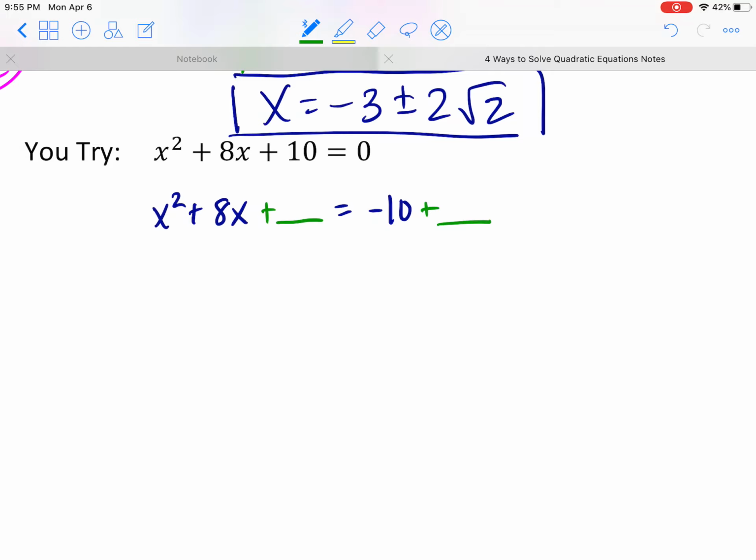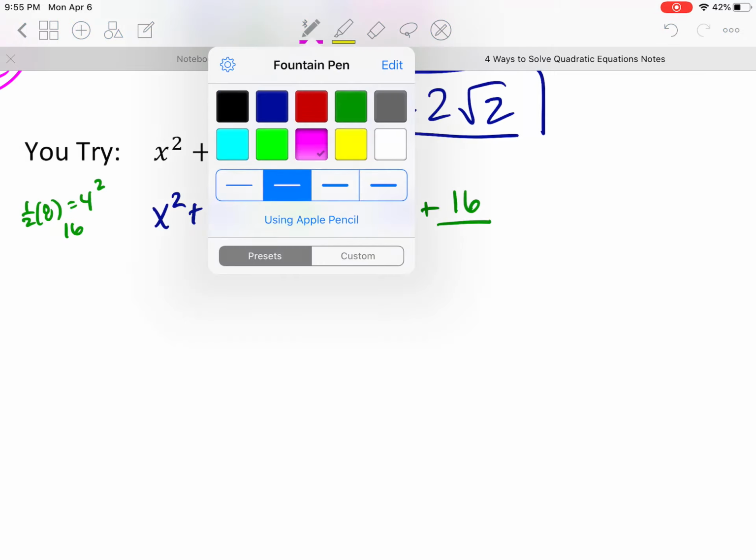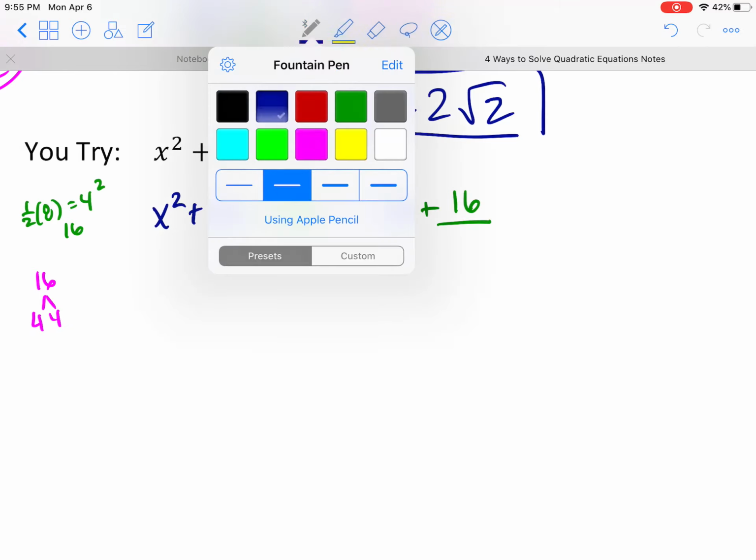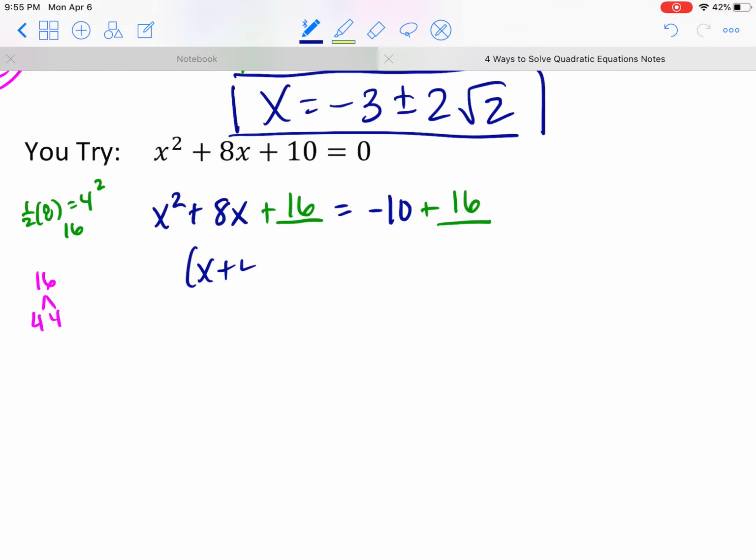So I'm going to make this x squared plus 8x. I'm going to move the positive 10 over here and make it a negative 10. What am I adding to both sides? Well, I have to take half of b, which is 8, that makes 4, square that, and that gives me 16. So I'm adding 16 here, adding 16 here.